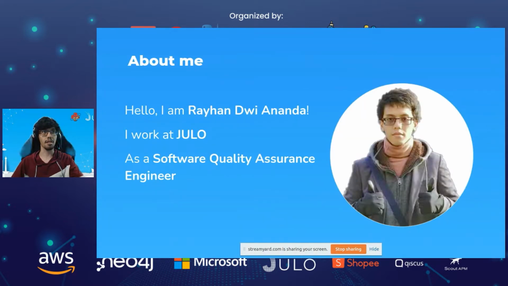All right, so this is me. Hello, my name is Rayhan Dwi Ananda. I work at Julo as a software quality assurance engineer. And yeah, I guess that's all. That's the introduction.